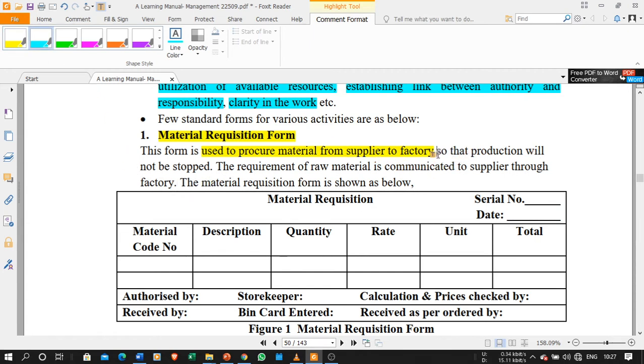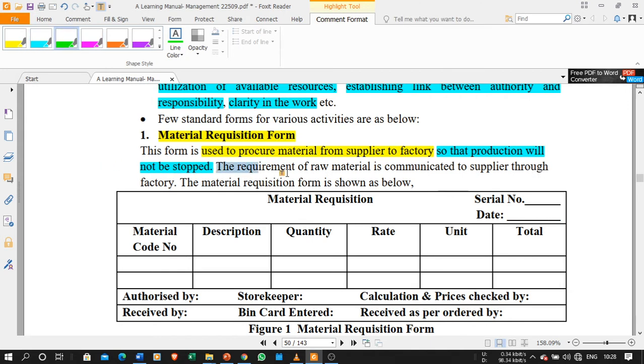Okay, so if I have this form, I will just put in my requirement that I require 10 units of the raw material so that my finished product is going to be produced over here. So my production goes on on a continuous basis. Okay, so this is the material requisition form. The requirement of the raw material is communicated to the supplier through the factory.